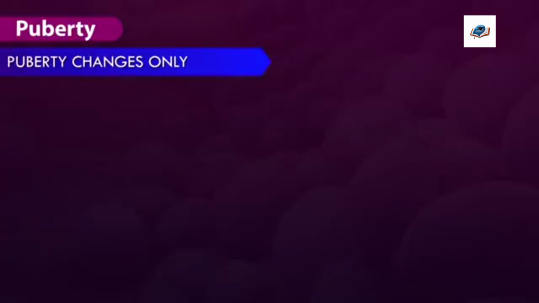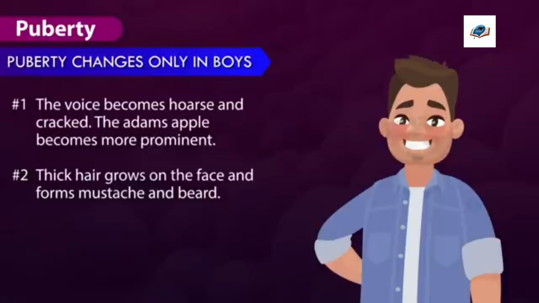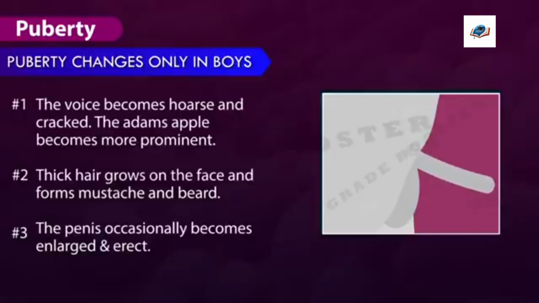Changes that take place only in boys during puberty. 1. The voice becomes hoarse and cracked. The Adam's apple becomes more prominent. 2. Thick hair grows on the face and forms mustache and beard. 3. The penis occasionally becomes enlarged and erect.